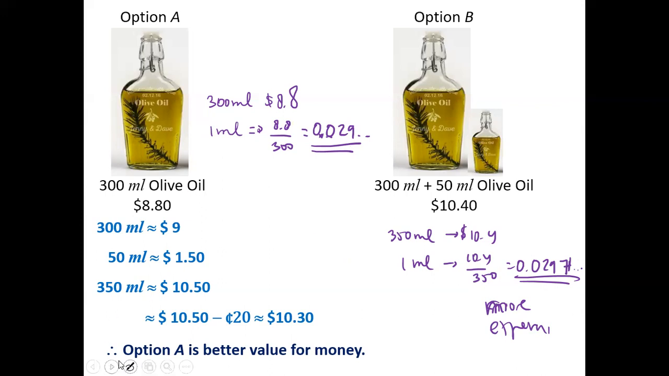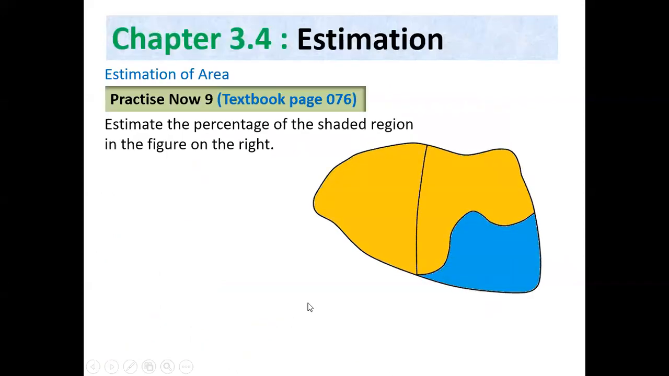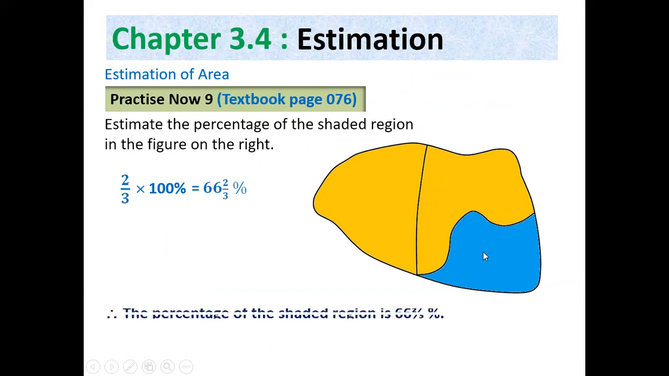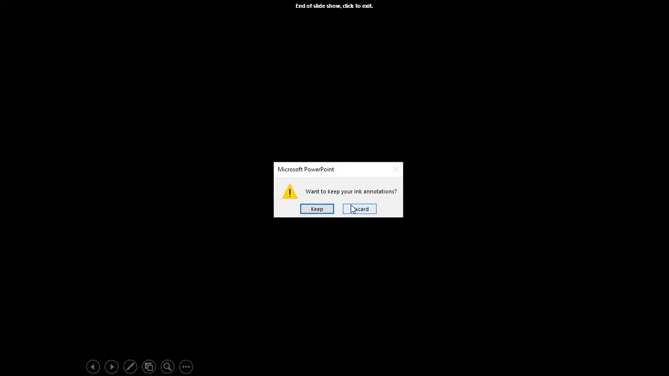Okay, that's for the hard questions. Now, how about this? Estimate the percentage of the shaded region in the figure on the right. Which is the shaded region? 2 over 3, the orange part. It's 2 over 3, as simple as that. So it's about 66 2/3%. Just estimate. You don't have to calculate the area of the real shape of the rock, that's wasting time. Exercise 3C and then we're done.